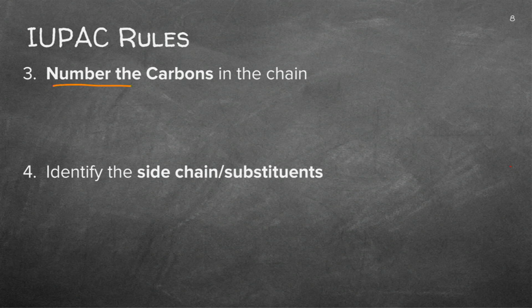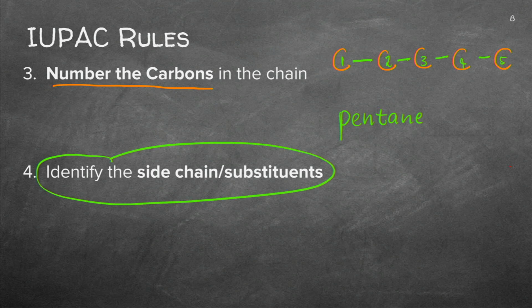Third, number the carbons. Now, 1, 2, 3, 4, 5. You will have to number them. In the beginning, you'll do it really with a pen, but later on, you'll see you can do it without even writing anything down. 1, 2, 3, 4, 5. If it's a single bond, you can already know that it's then a pentane. Now, why is that important? Because you've got to identify the side chain.